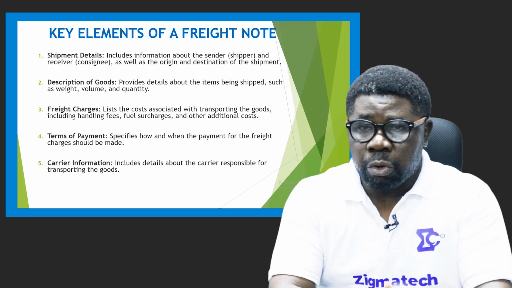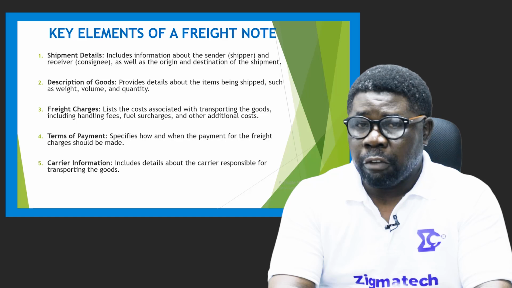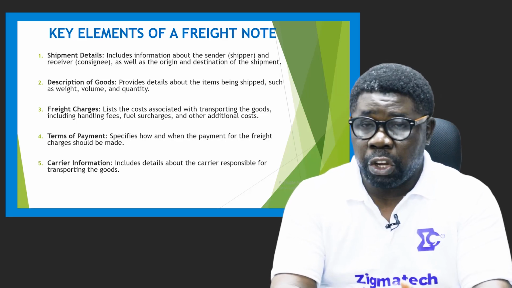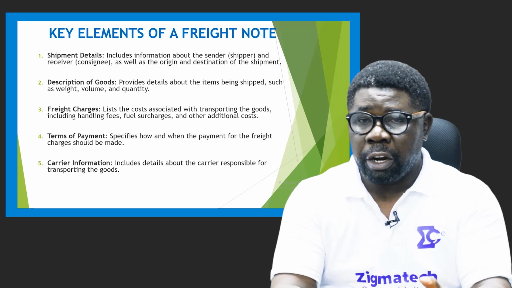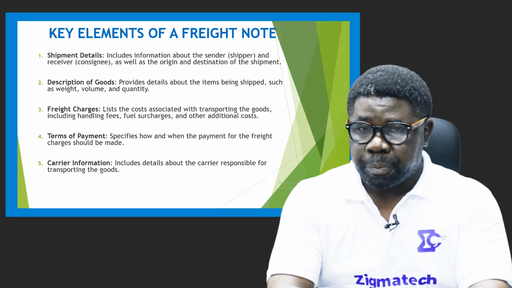Then you have the description of the goods, which tells you the full detail about the items being shipped from one place to another: the volume, the weight, the quantity, the quality, the species or the specifications, all right? The different variants of the goods are also stated in the freight note.